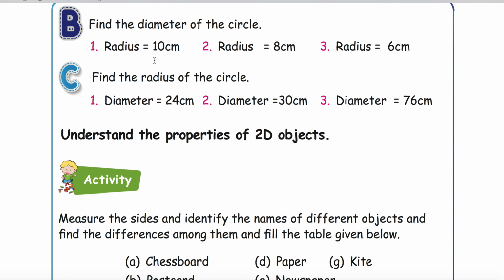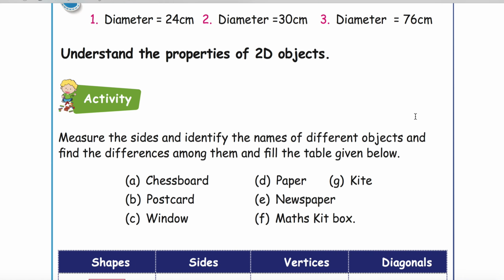Find the diameter of the circle: 20, 16, 12. Find the radius of the circle: 12 centimeter, 15, 38 centimeter.